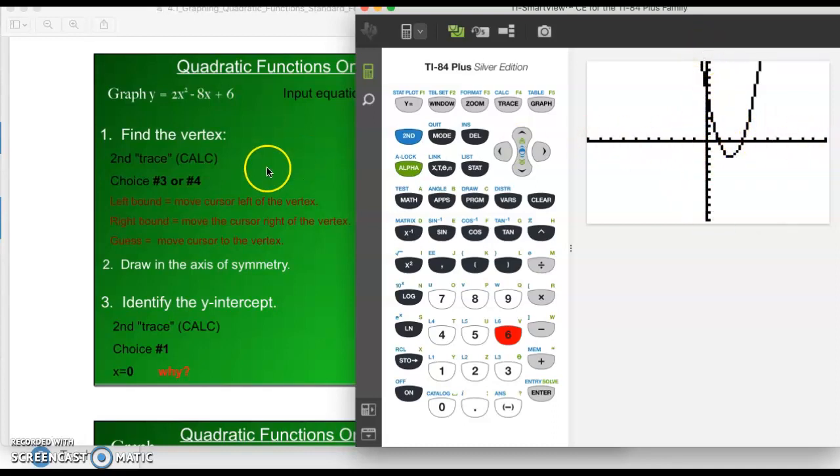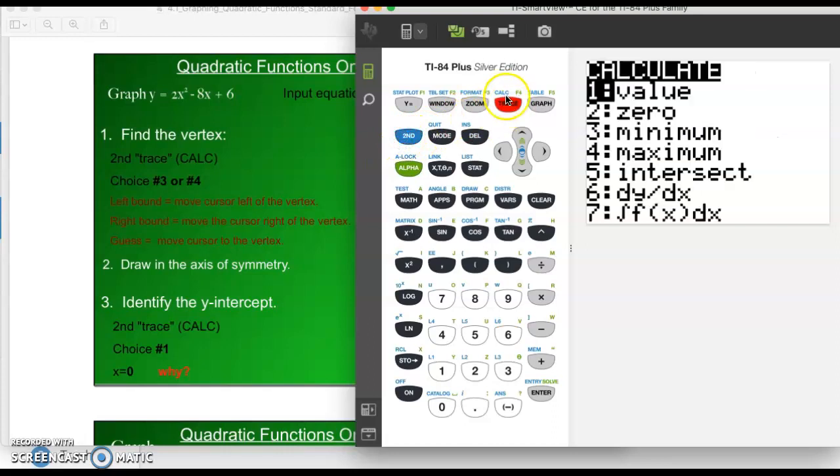All right. And so to find the vertex, notice the steps are second, trace, which is calc. So here's the second button, here's trace. Notice the same color blue is calc. So I go second, trace, and I get to calculate.